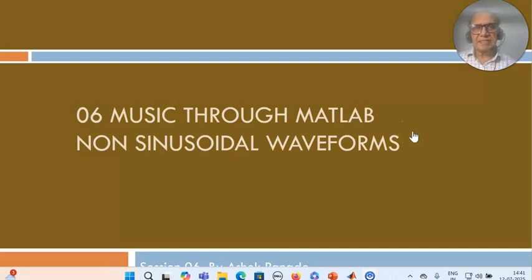So this is the sixth session on the topic music through Matlab. Now so far we have seen how to use a sine wave in order to generate a musical note. But now we would like to study more complex notes like a square wave or a sawtooth wave and see how the timbre of the sound changes. Alright. So what we are going to do is to study how to generate these signals, square and the sawtooth, and how to use them as musical notes.